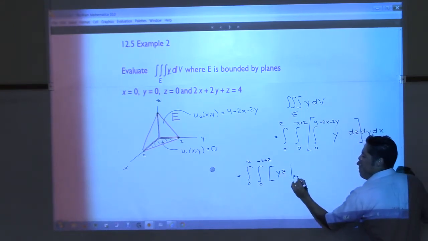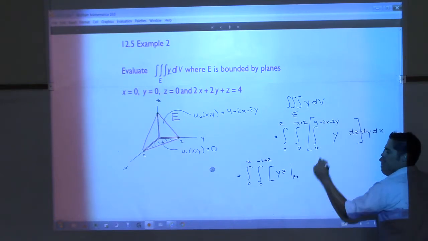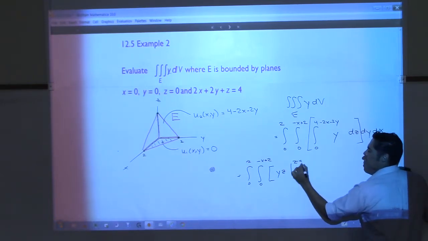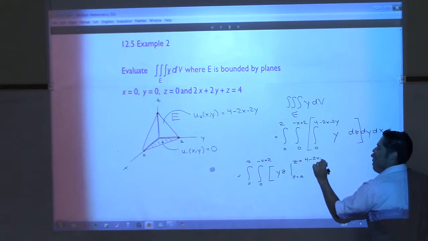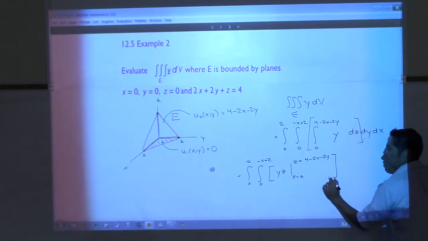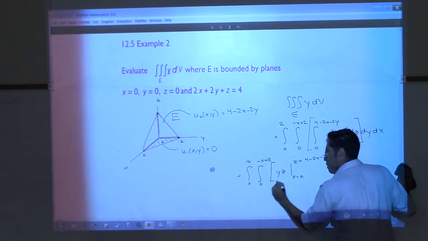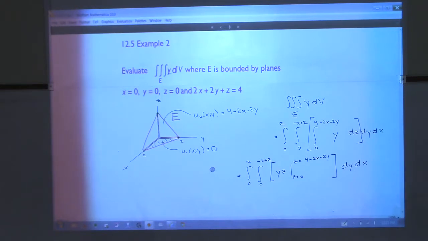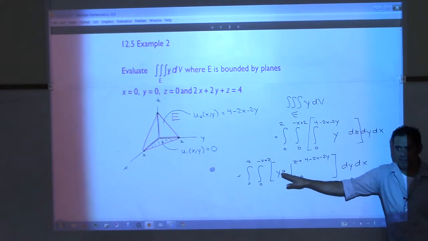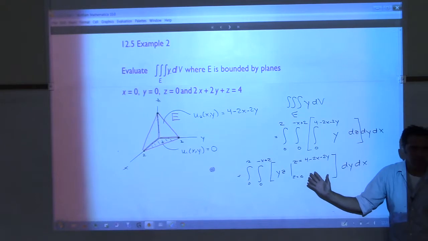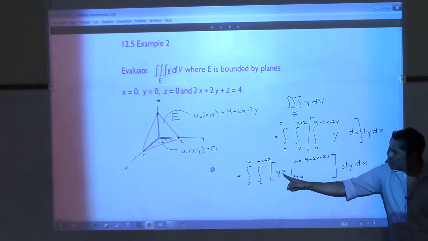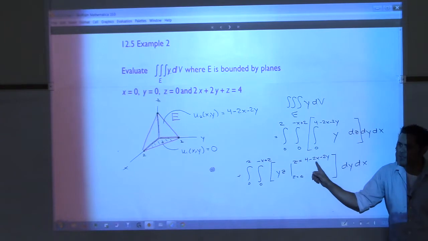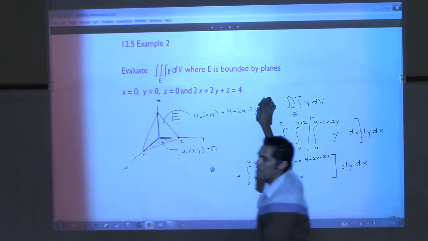z equals the bottom, 0, to z equals 4 minus 2x minus 2y. Yes, you have to plug that in for z, and then dy dx. The good news, when you plug in z is 0 into here, it's gone, right? So all you really have to do is plug this in for z, and that's what's going to be the new integral. If I take this and plug it in for z, a y is going to distribute to each of these.